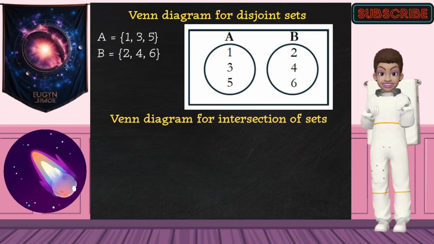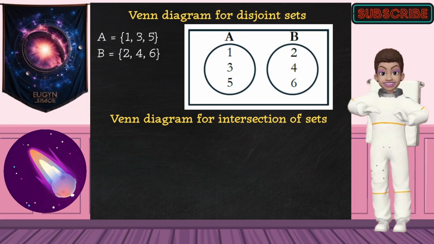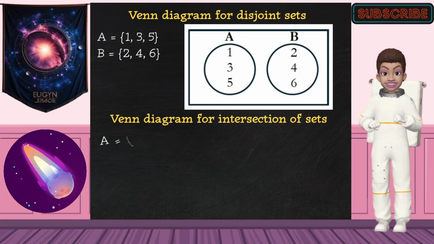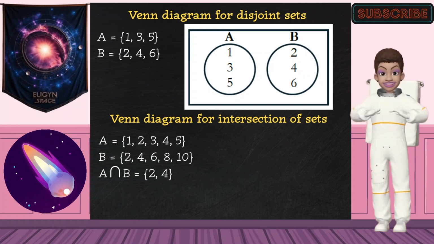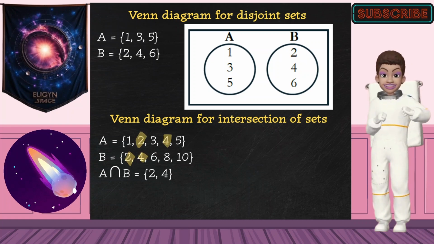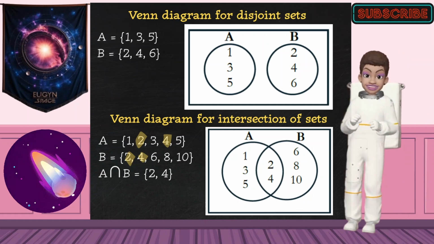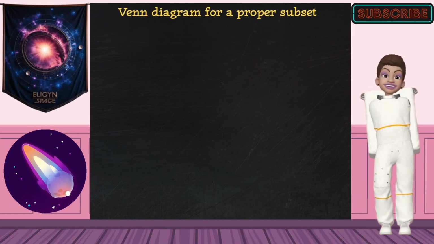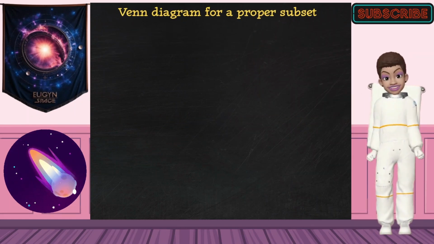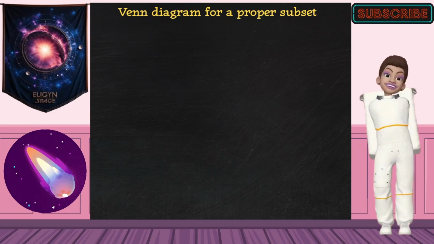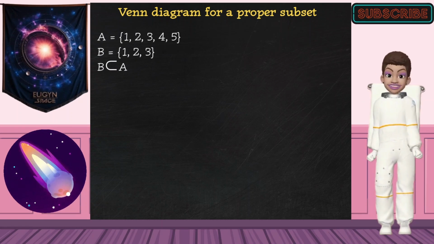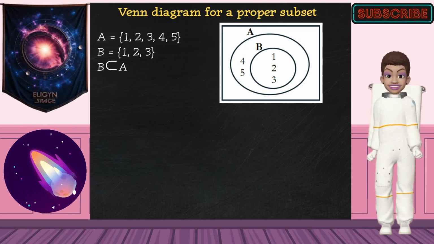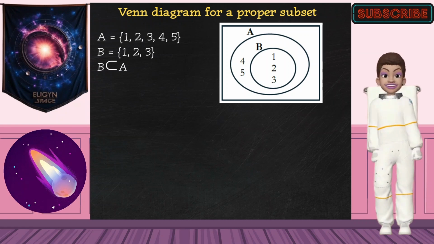The Venn diagram for intersection of sets will have circles that overlap. For example, the Venn diagram for sets A and B, which have two common elements, 2 and 4, is as follows. The Venn diagram for a proper subset. The circle for the subset will be inside the circle for the superset. For example, looking at set A and B, B is a subset of set A, hence the circle for B is inside the circle for A.